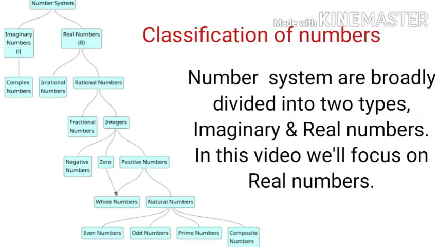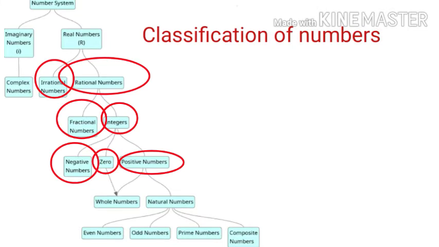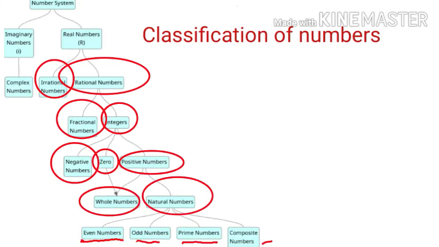So what are the types of numbers? There are mainly two types of numbers, imaginary numbers and real numbers. But nowadays we are not considering imaginary numbers, so we will focus on these real numbers. So real numbers can be classified again into irrational numbers and rational numbers, fractional numbers, integers, negative numbers, zero, positive numbers, whole numbers, natural numbers, even numbers, odd numbers, prime numbers, composite numbers. So children, if I give you this classification, you will not understand. I will give in detail all the types of numbers.